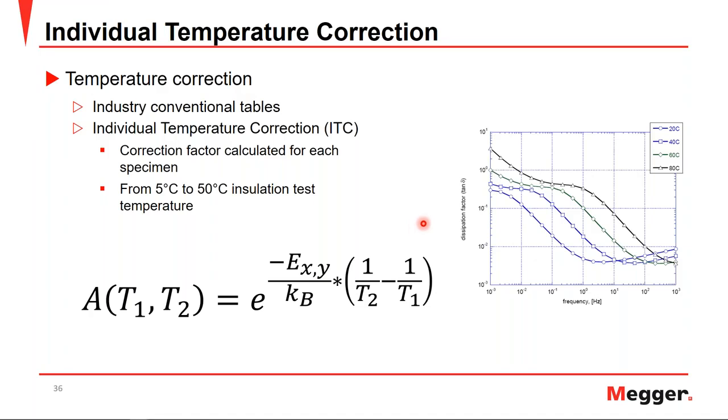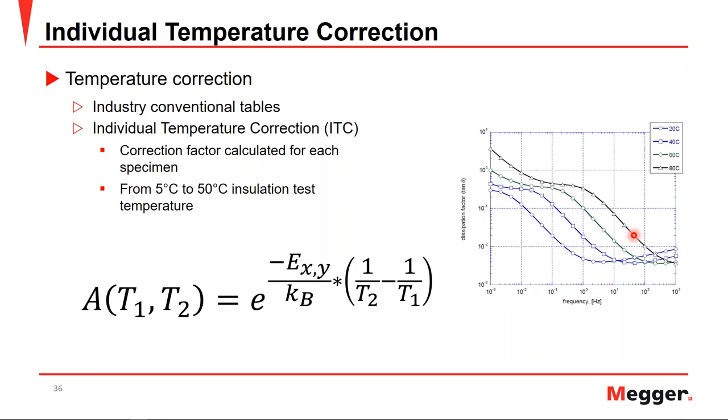Basically, the shape of the dielectric response does not change very drastically with temperature, but you can see a shift in the frequency. If we take a look, we have our 20 degrees C, 40 degrees C, 60, and 80 degrees C. As the temperature increases, we can see a shift towards higher frequencies.